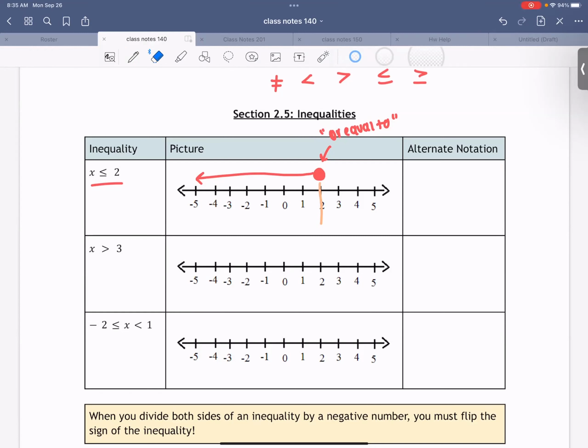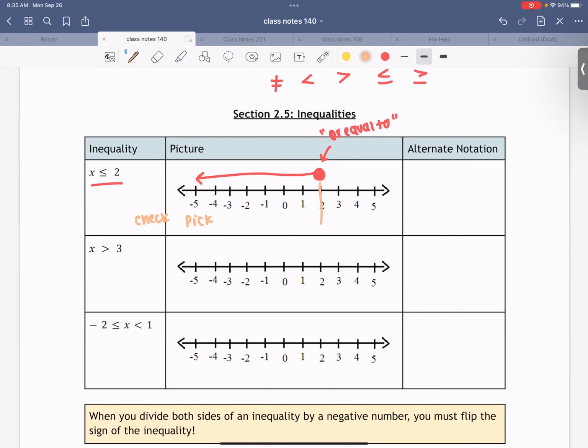So to check to see if our answer is right, we can literally pick any number less than 2, plug it into the inequality and see if it works out, okay? So pick any number less than 2. Give me a number less than 2.